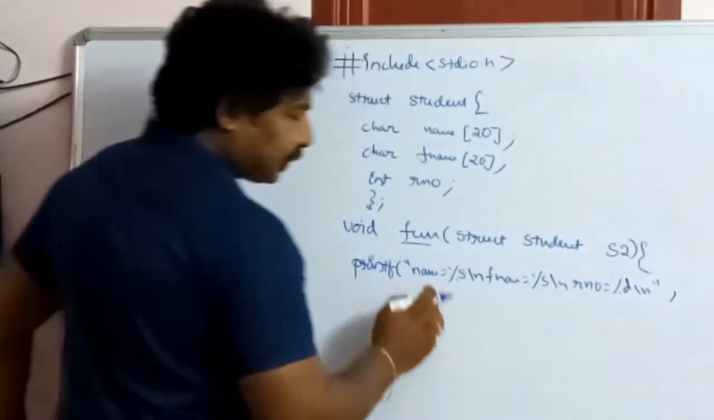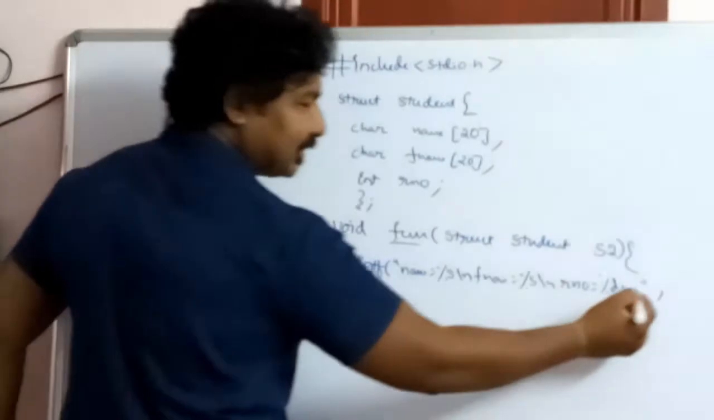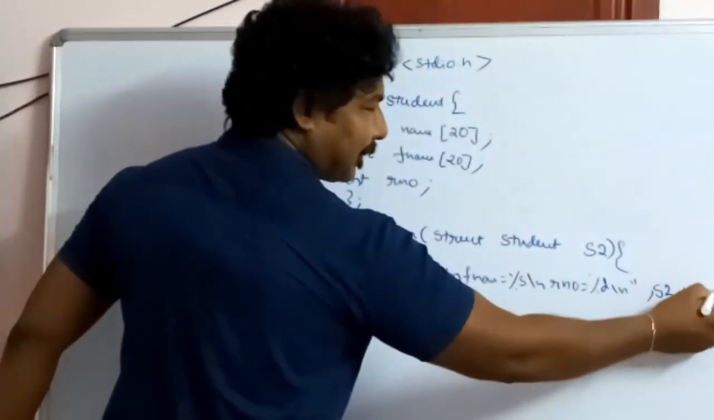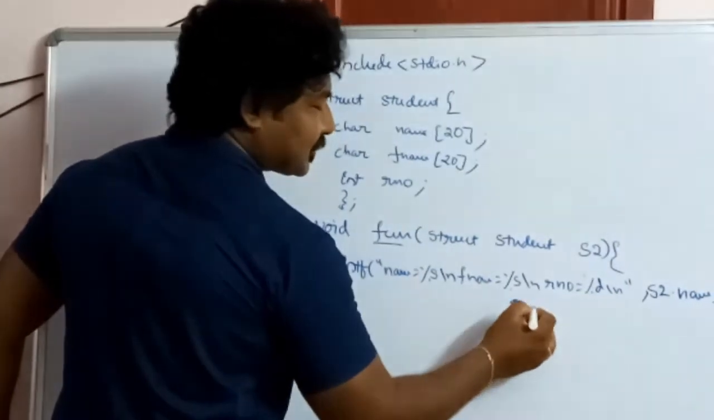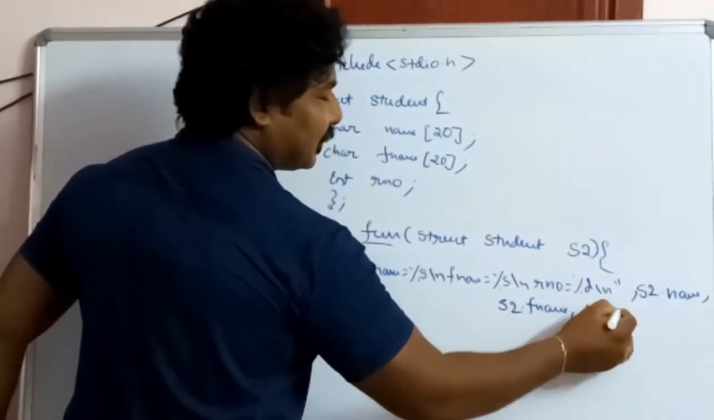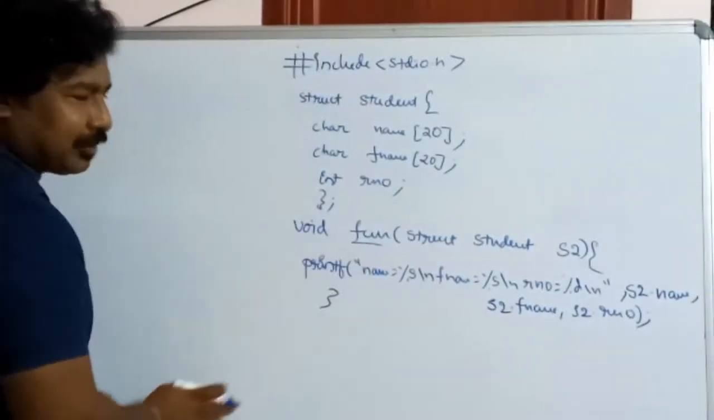So I can access all the values by using these notations. If I want to print name, father name and roll number, I have to write s2.name, s2.fathername, s2.rollnumber. This is how I can access the values of my variable s2.